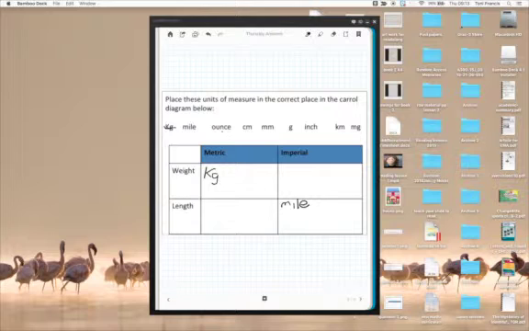Ounce. Is it weight or length? Well, it's weight. Is it metric or imperial? Well, now we use kilograms and grams, don't we? So ounce must be imperial. And that just means it's the method of measuring we used to use. So let's just cross my mile and my ounce out. Centimetre. Is it weight or length? Well, it's length. Is it metric or imperial? What we use now or old-fashioned? It's metric.